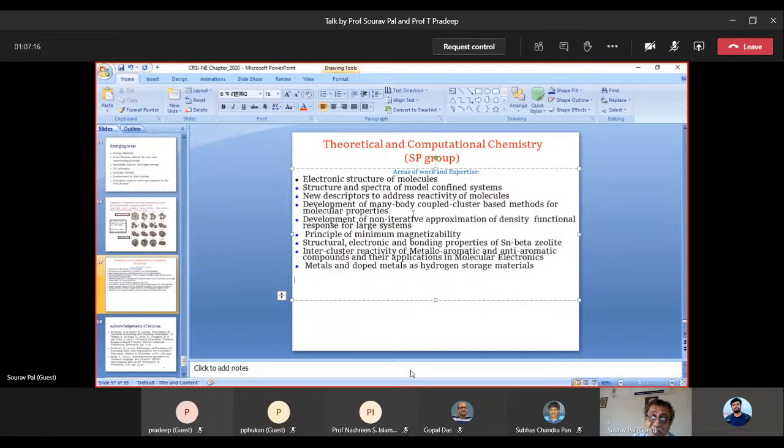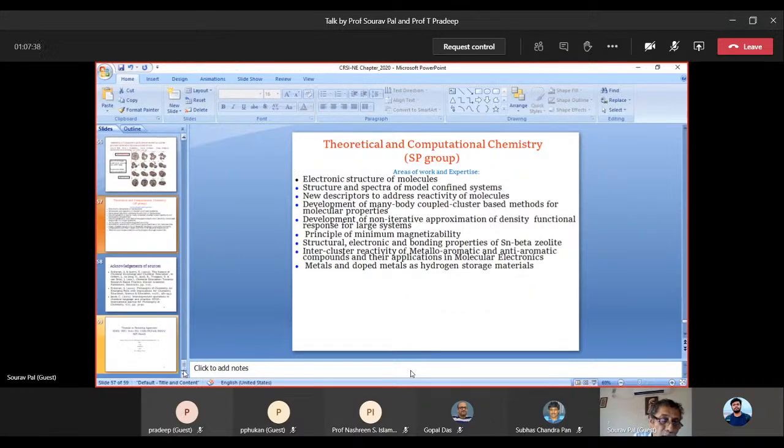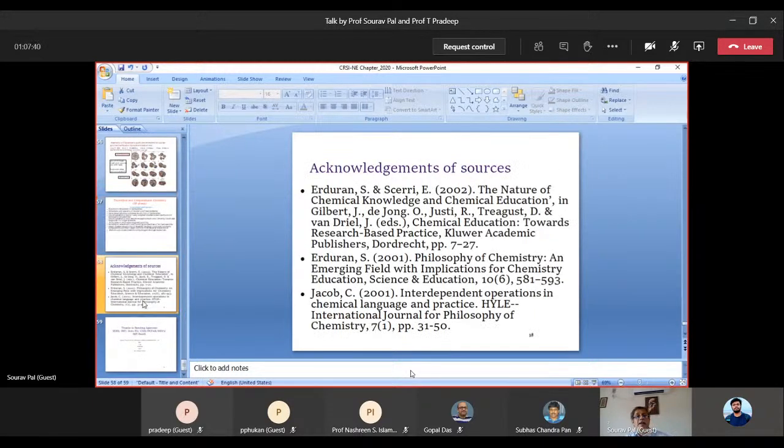We are actually specializing in many-body coupled cluster methods for molecular properties. Then we are looking at density functional theory. We are looking at various principles, maximum hardness, minimum softness, minimum magnetizability, and so on. And then, of course, lots of materials for catalysis, gold, silver. We had looked at beta zeolites in the early days, and so on. So I think it has been an extremely great fun doing computational chemistry.